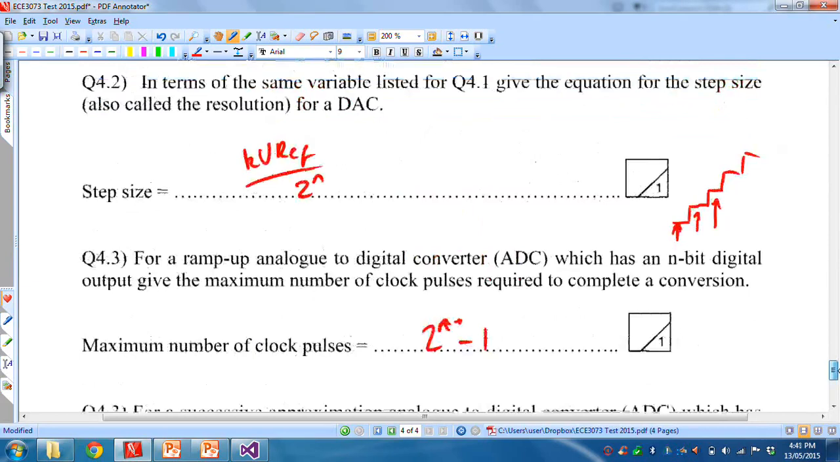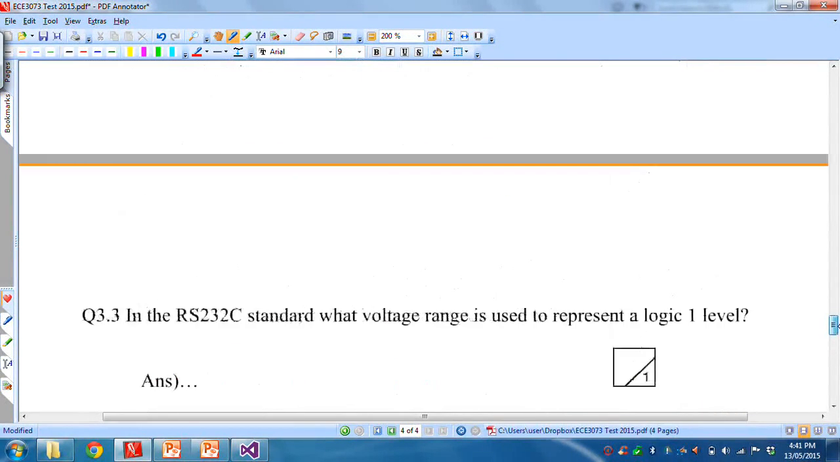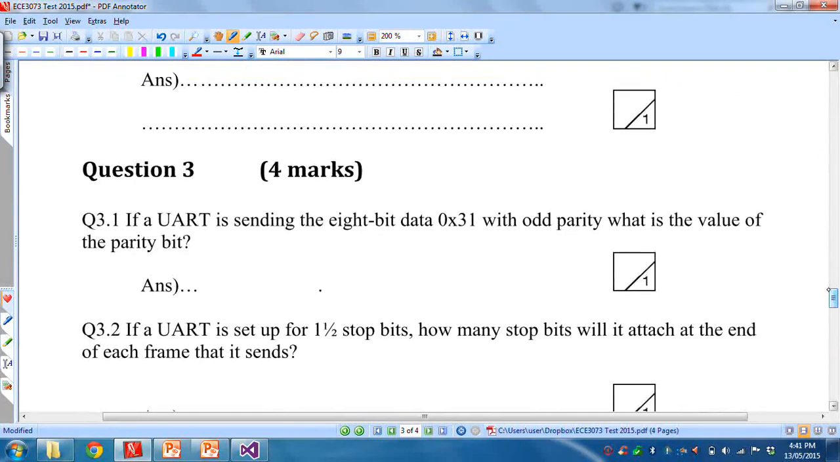To summarize, question 4 is actually completely straight from the notes. Question 3 is straight from last year's exam paper.